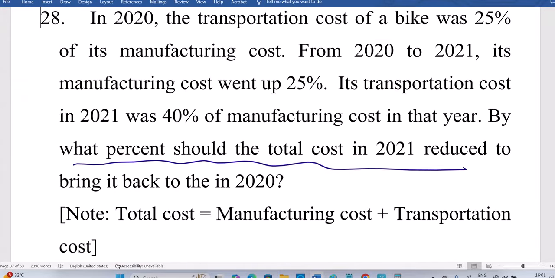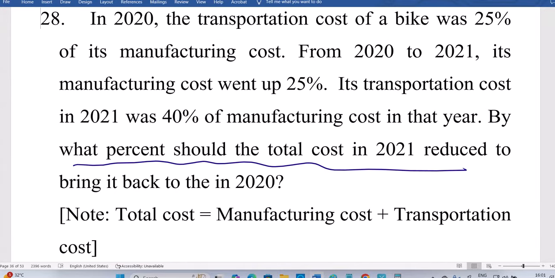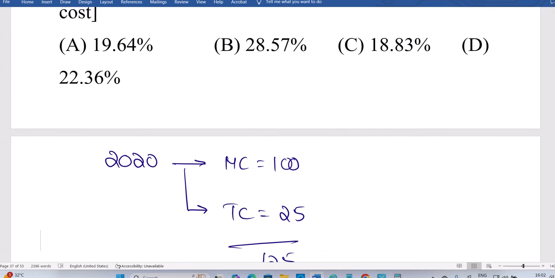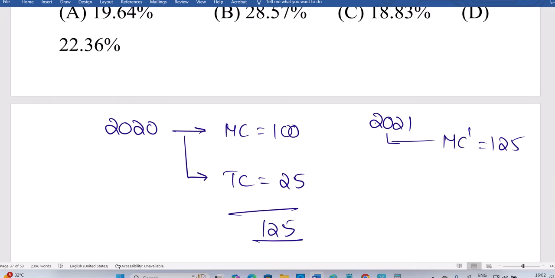Guys, see that, I repeat, that's what they mentioned: 25% of the manufacturing cost is the transportation cost. Next, in 2021, manufacturing cost increased by 25%, so it becomes 125. Previously it was 100, with a 25% increase it is 125. Transportation cost previously was 25, increased by 40%. 20% is 5, 40% is 10, so it becomes 35.